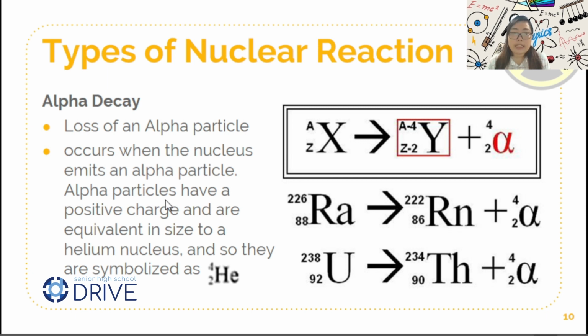Alpha particles again have a positive charge and are equivalent to the size of a helium nucleus. So the symbol is like this, the alpha symbol. What are examples of an alpha decay? Let's say radium-226 undergoes an alpha decay, and that becomes radon-222 with the release of an alpha particle. We also have uranium-238. It becomes thorium-234 with the release of an alpha particle.